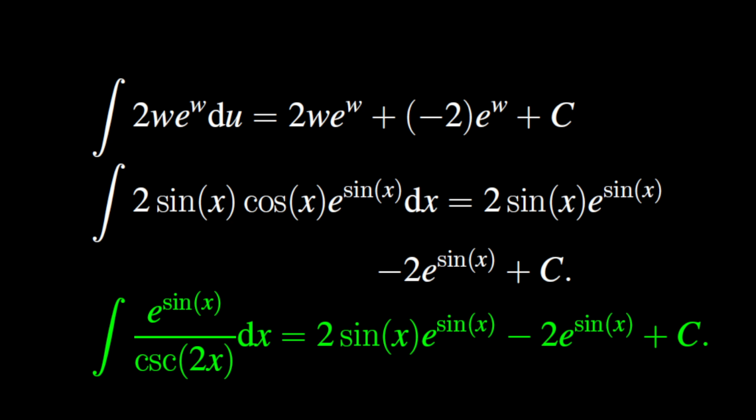Finally, the integral of the quotient, exponential of sine of x divided by cosecant of 2x dx, is equal to 2 times sine of x times exponential of sine of x minus 2 times exponential of sine of x plus a constant of integration c.